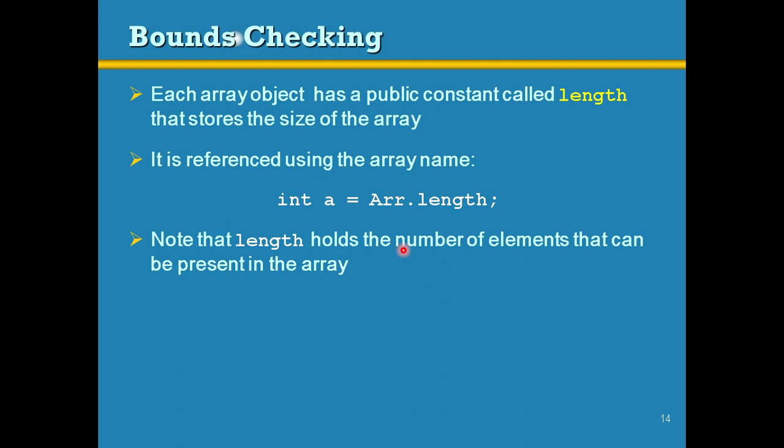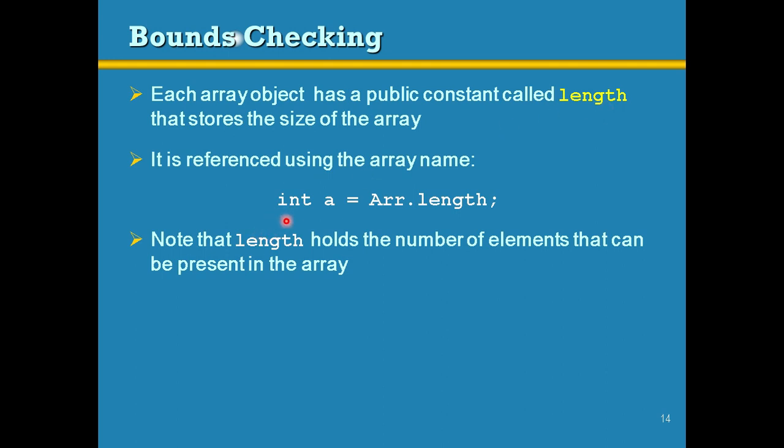Now, each array object has a public constant called length. In a string, we learned a method, length of, with parenthesis, to find the length of the string. Here, for arrays, there is no such method available, but there is an attribute related with arrays which can be used for finding the number of elements that you can store in the array. So, length is not a function, but an attribute or public constant used to get the array length.